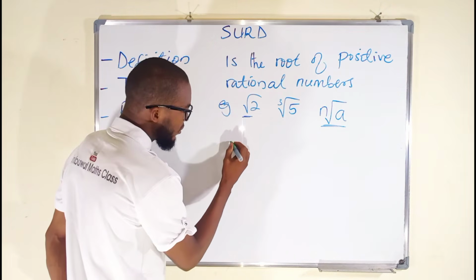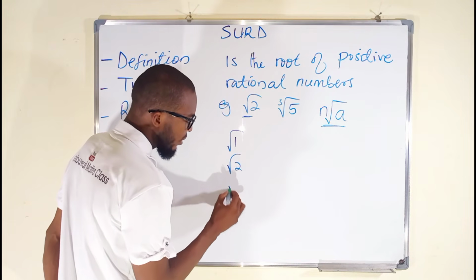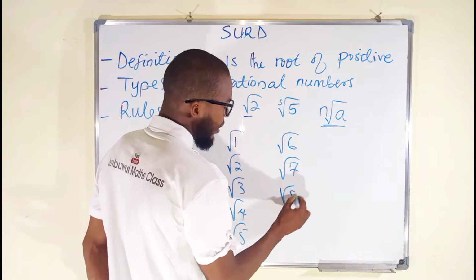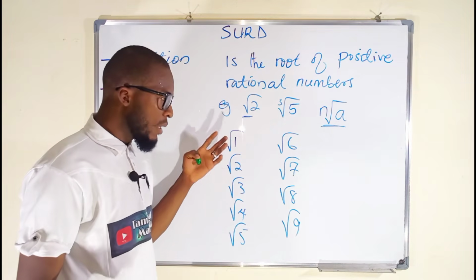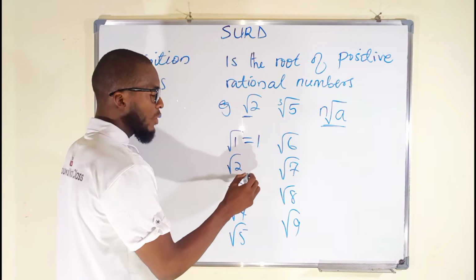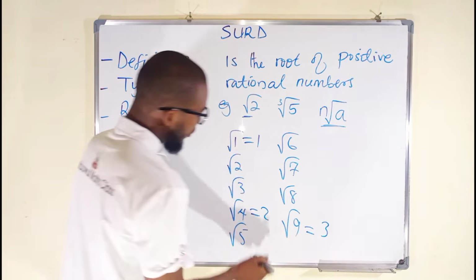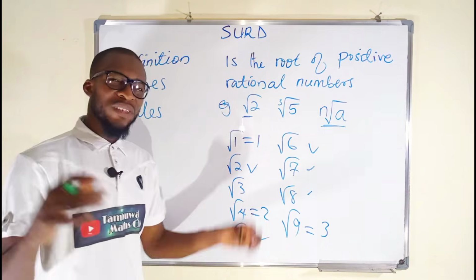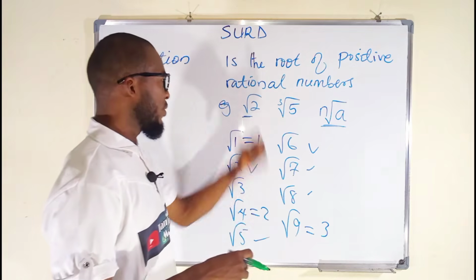So all these numbers, let us start with square root of 1, square root of 2, square root of 3, square root of 4. All those that cannot be simplified to a whole number are termed as the SURD. This can be simplified to 1, but this cannot. This cannot. This is equal to 2. This is equal to 3. So this is a SURD. This is SURD, SURD, SURD, SURD. You understand? All those that cannot be simplified to a whole number, they are termed as SURD.